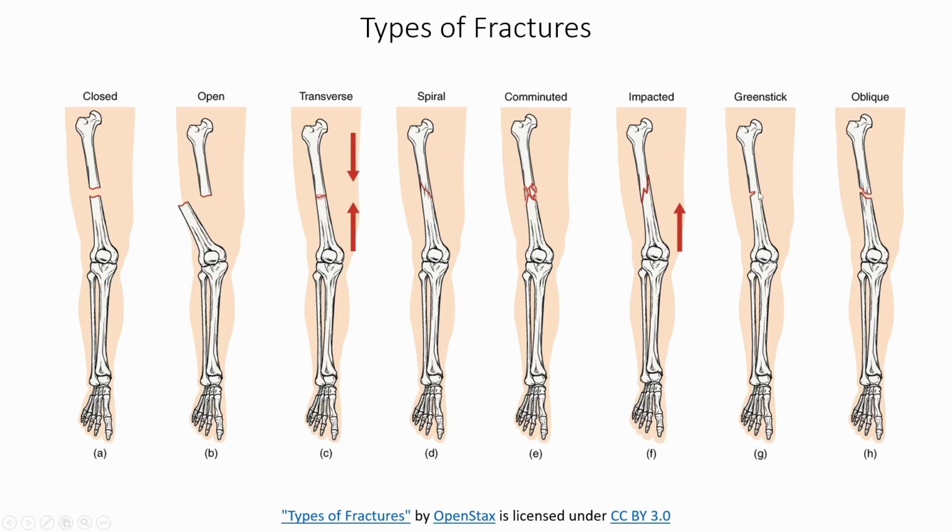It hasn't broken all the way, but we have a crack in it now because of that force being applied that caused the bone to bend. That would be the greenstick. And then oblique, we're talking about an angle for the break. So if we look at oblique versus transverse, which was straight across, whereas oblique, we're at an upward angle.